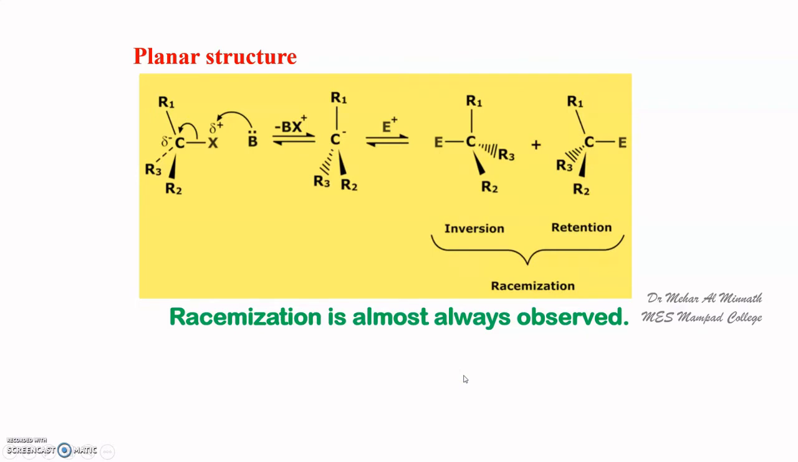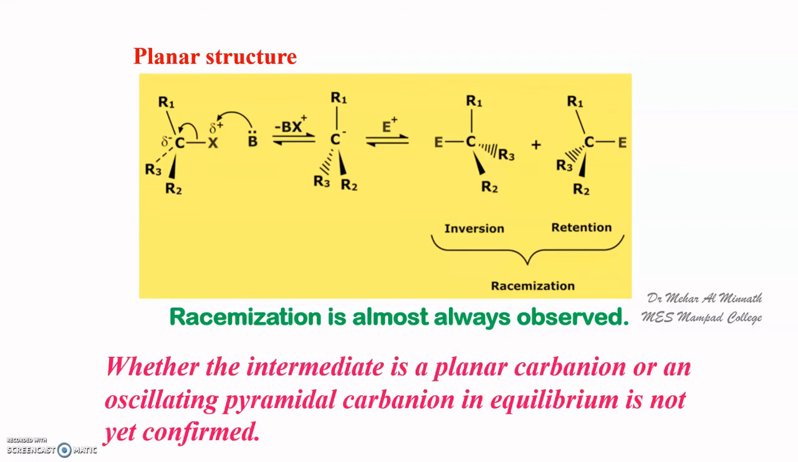So usually what is observed is racemization. When we talk about the stereochemistry of SE1 mechanism, we can say that racemization is a result. We get both inverted and retained product. That is independent of whether the carbanion is oscillating, pyramidal, or planar. Usually we get racemic mixture. And what is the reason? Whether it is because of the planarity of the carbanion, or because of the flipping pyramidal carbanion, is not confirmed yet.